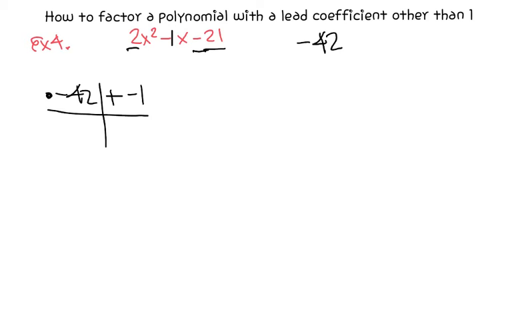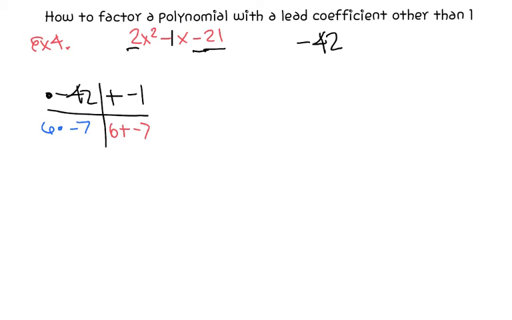So let's see. I think 6 and 7. One of them's got to be negative, and I need the answer to add up to a negative 1. So I think I'm going to go with a negative 7. So 6 times negative 7 is negative 42, and 6 plus negative 7 is negative 1. So those are going to be our two values.